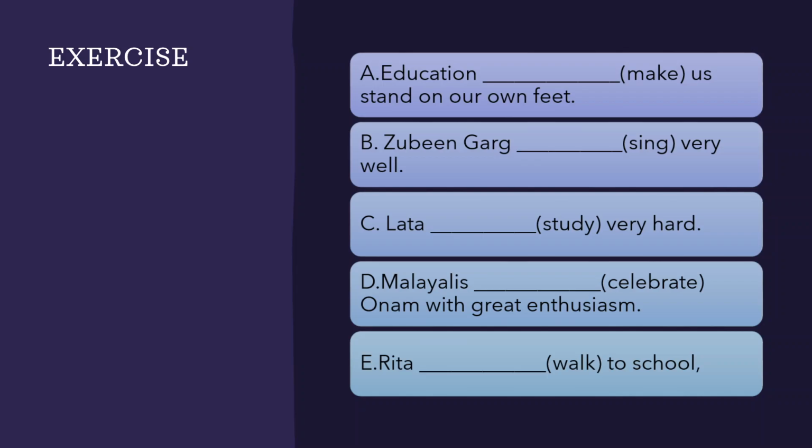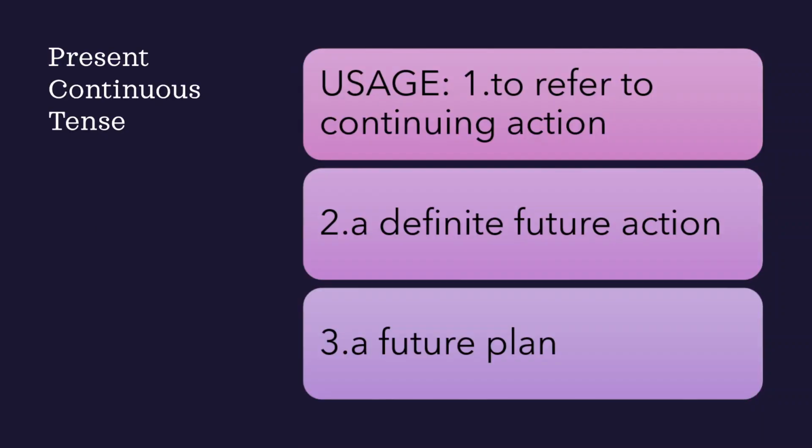So education makes us stand on our feet. So what type of a sentence is this? General truth. Zubin Garg sings very well. Characteristic. Lata studies very hard. Can be habitual. Malayalis celebrate Onam with great enthusiasm. Rituals or customs. Rita walks to school. Habit.